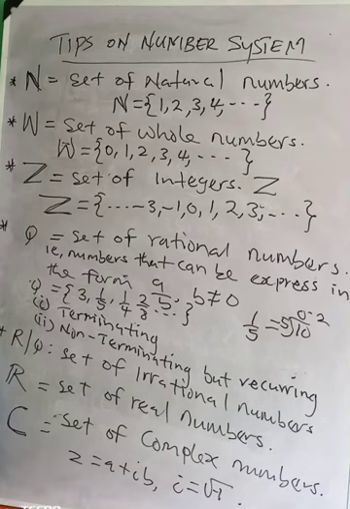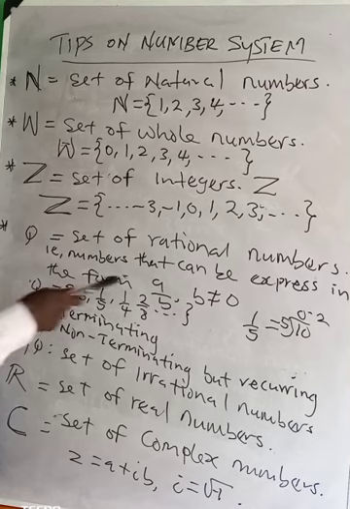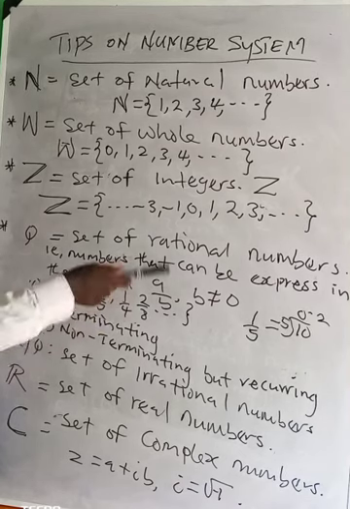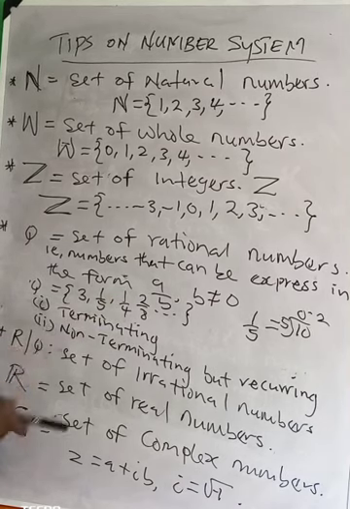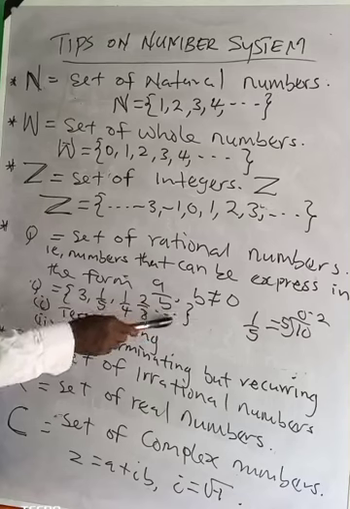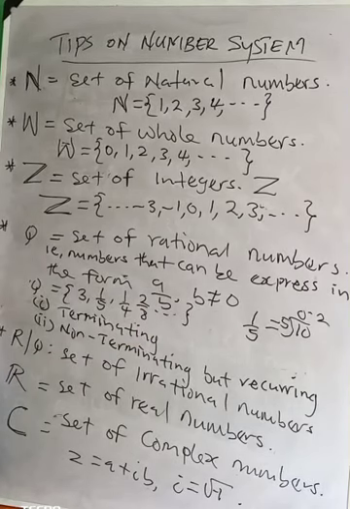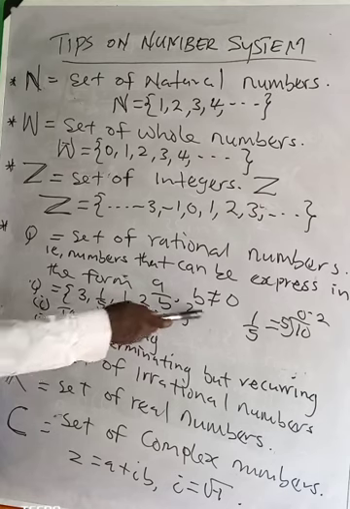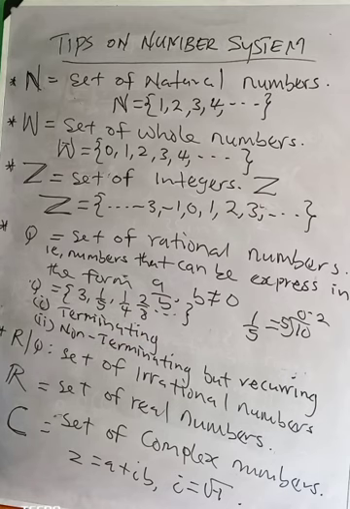Now, Q, talking about the set of rational numbers. Note, a rational number is a number that can be expressed in terms of a fraction, A over B, numerator over denominator. Of course, your denominator B must not be equal to 0. If it's equal to 0, it is what we call undefined, no solution. So B must not be equal to 0.